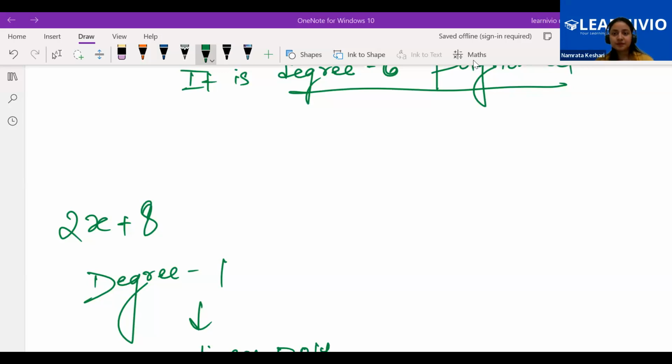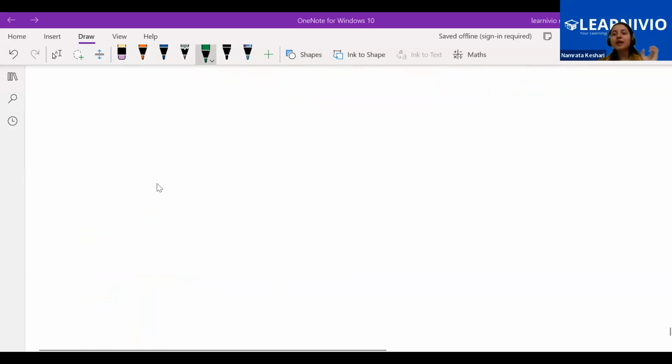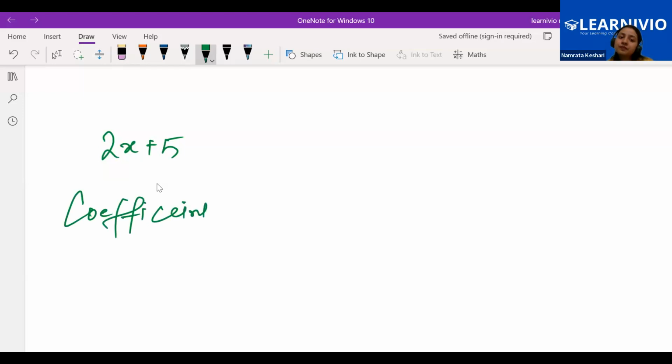Okay. So the next concept is how to find the zeros of the polynomial. Before that, one more concept is there. Suppose I am writing a polynomial, Sara, let's say 2x plus 5. If I ask you, what is the coefficient of x? Just 2, Sara. Coefficient means what is multiplied with x. And that is only 2.